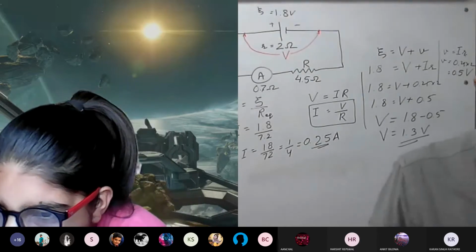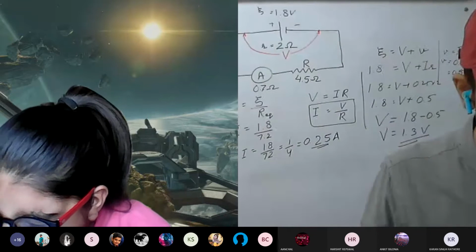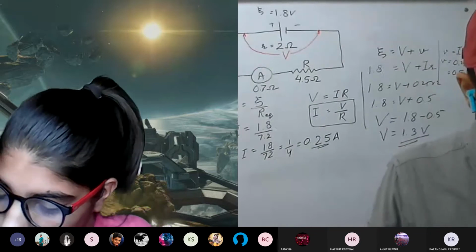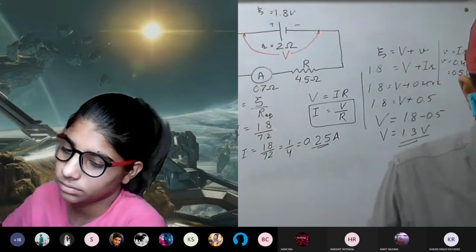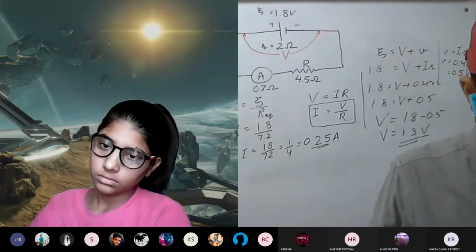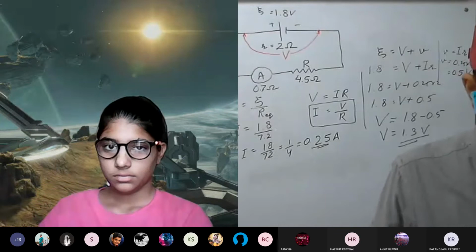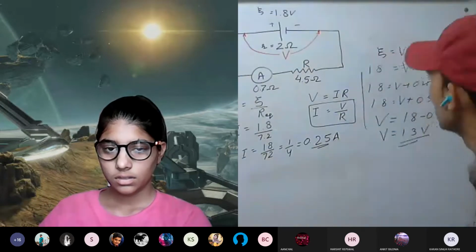Okay, the next question is: a music system draws a current of 400 milliamperes when connected to a 12-volt battery. What is the resistance of the music system? Okay, this is very easy.